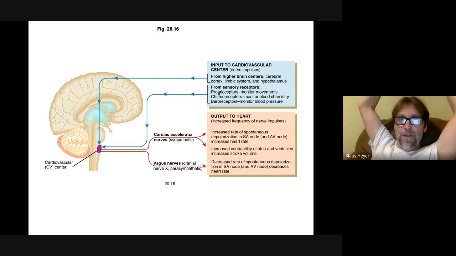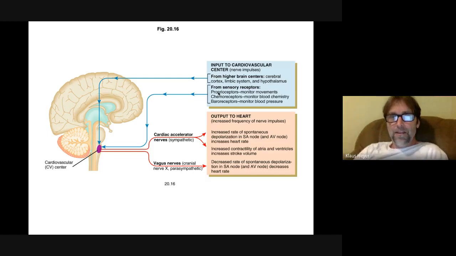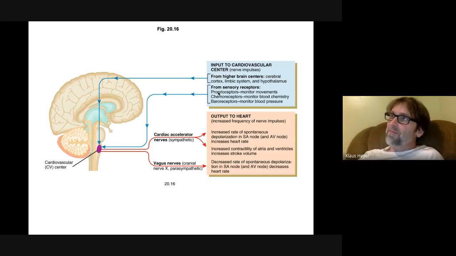They're telling my brain right now, this dude's holding his arms above his head. Can you speed the heart rate up a little bit? Because we've got to get blood up to his hands now, because he's holding them above his head. And now they stopped. Now they went back again. Now they stopped. So that's proprioceptors.